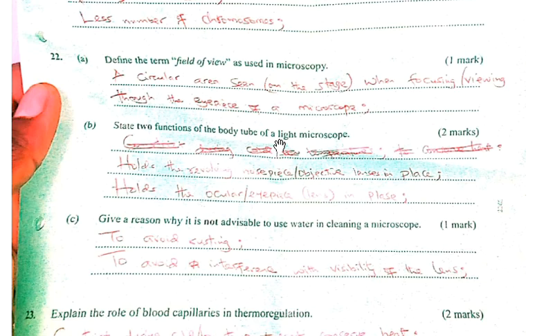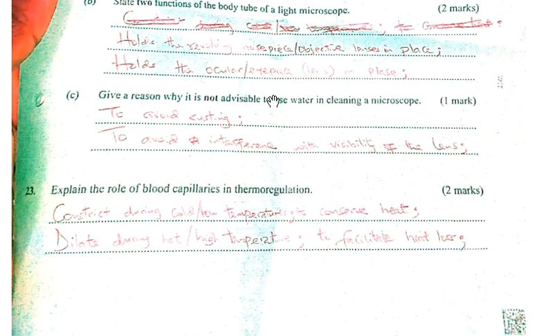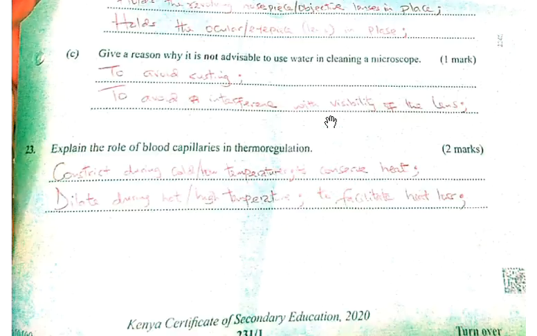Part B, state 2 functions of the body tube of a light microscope. The first one holds the revolving nosepiece in place and holds the eyepiece lens in place. Part C, give a reason why it is not advisable to use water in cleaning a microscope, and this is to avoid rusting and also avoids interference with the visibility of the lens.